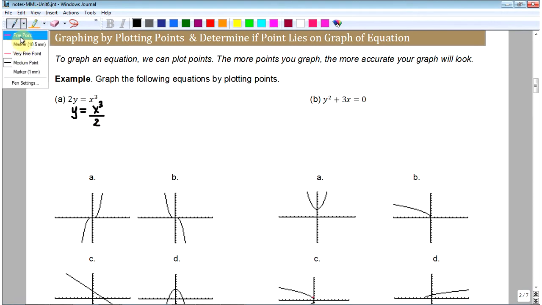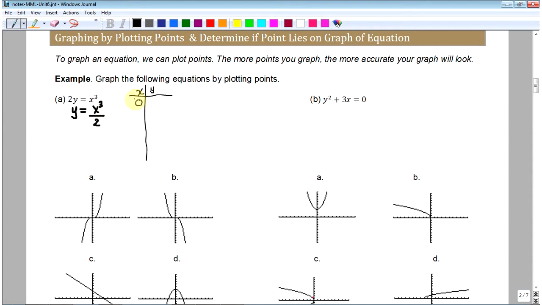Now what we want to do is create a table of values, sometimes called a t-chart, and we'll have our x in one column and our y in the other column, so you can see how the chart is forming a T. Now, if I plug in values for x, I can easily determine what y is equal to. One of the easiest values that we can start off with is 0.